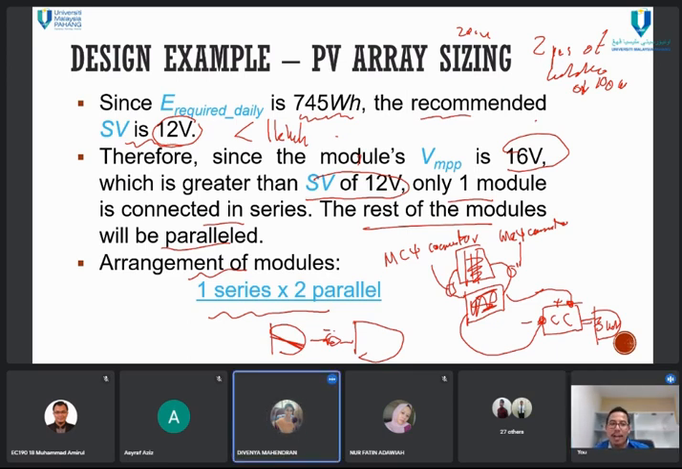Yes. If we connect our modules in parallel like this, what is the benefits? What is the benefits? Any idea? I'm not sure, Doctor. Not sure. Tak apa, saya tanya orang lain.